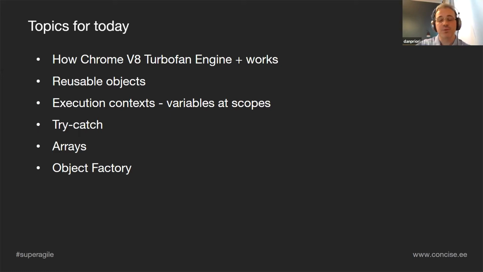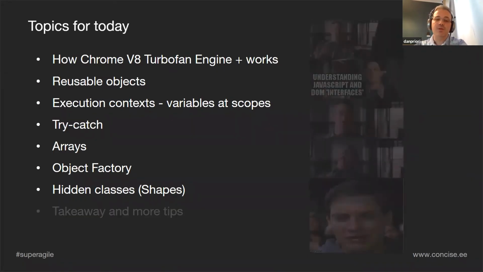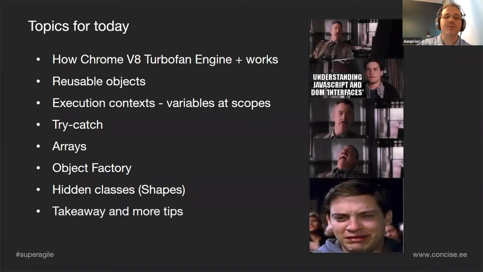After, we will talk about Object Factory, which covers different strategies to create an instance and how to code a class. Most of you already know how to do it in a clever way, but it's good to remember some things that people sometimes forget. And after, I will talk about hidden classes, which are shapes. And after we discuss the takeaways and more tips about JavaScript performance.